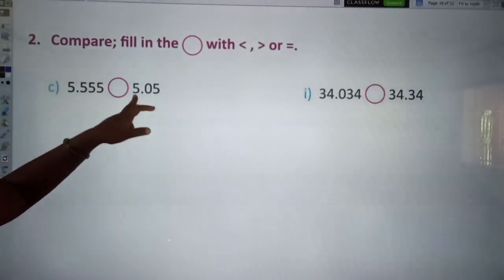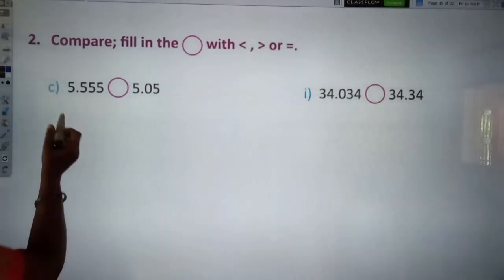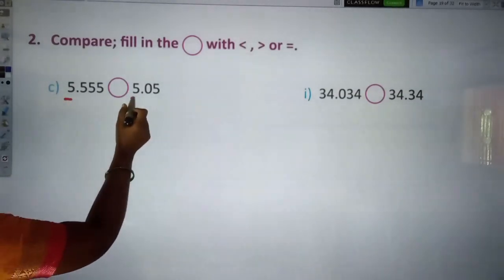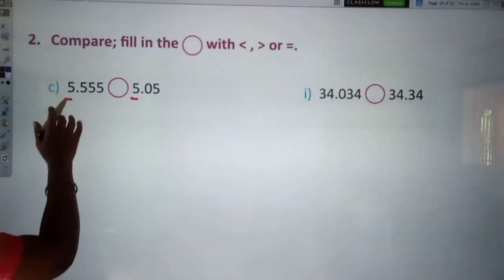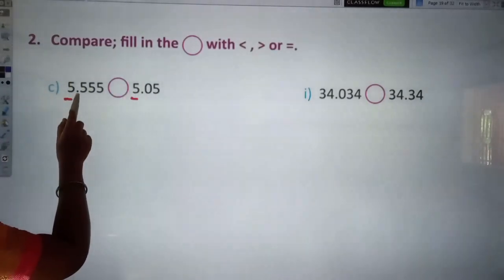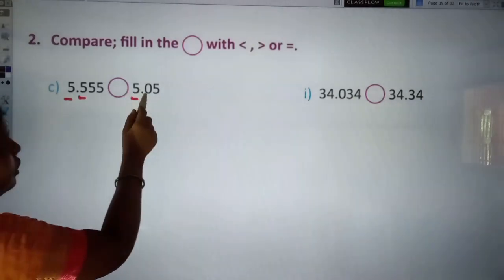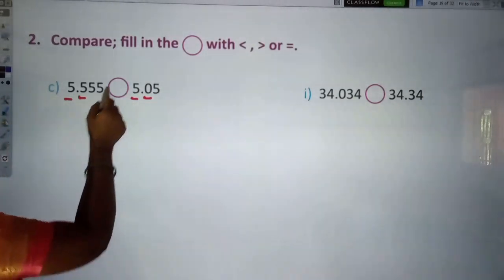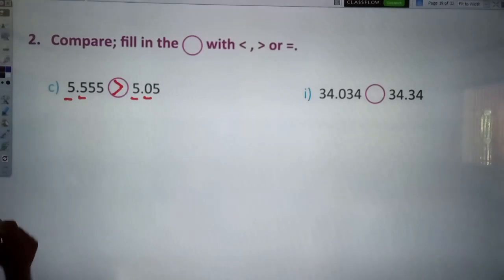5.555 and 5.05. First we have to compare the whole number part. The whole number parts are the same, hence we go to the decimal point. After the decimal point, what are the numbers? See, in the tenths place 5 is here, and here only 0 is there. In this way we can say this number is greater.